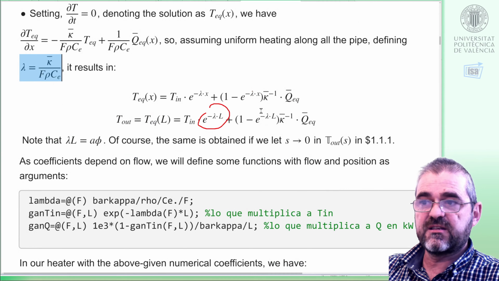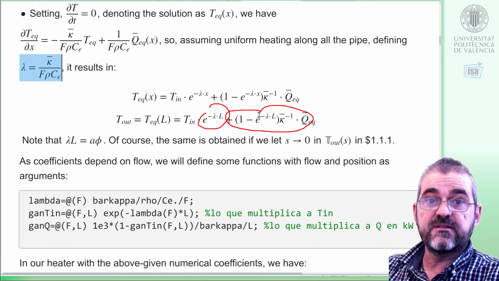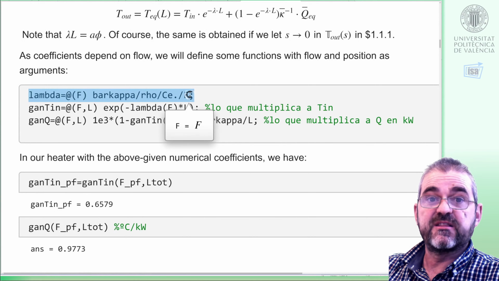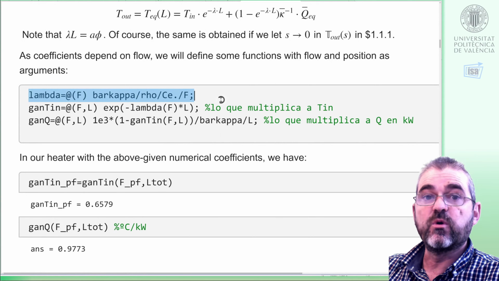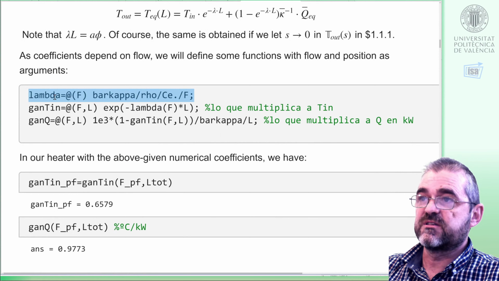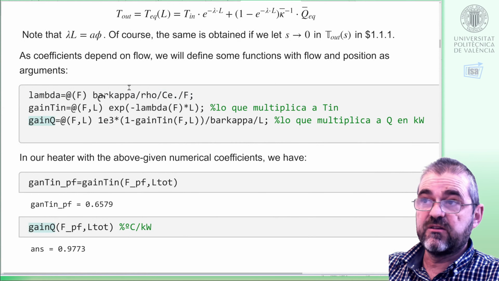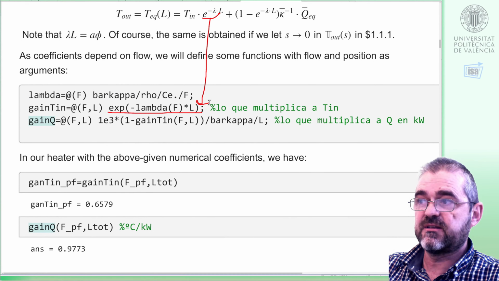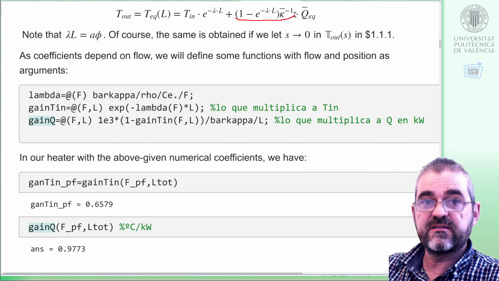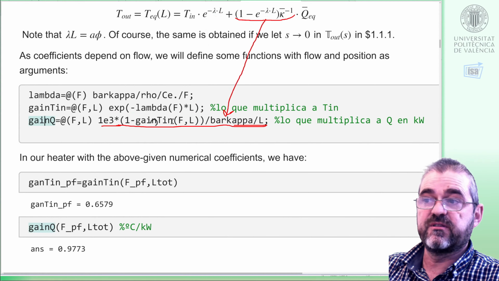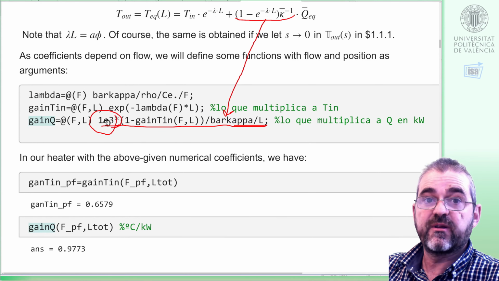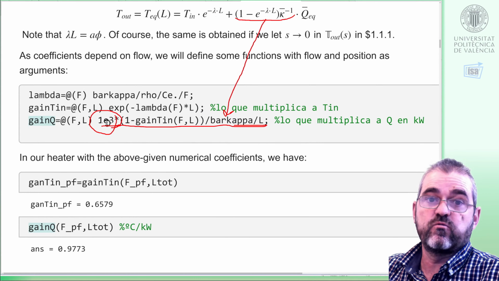This lambda and these gains will be used later on, so we will encode them in this code. Importantly, lambda depends on the flow. The slower the flow, the more important heat loss is. So this is the lambda, and this gain to the inlet temperature here, which depends on flow and length, is encoded in this line, and the gain with respect to the heating power input is encoded in this formula here, depending on flow and length. And I also added this multiplication by 1000 in order to have the heating input in kilowatts instead of watts.